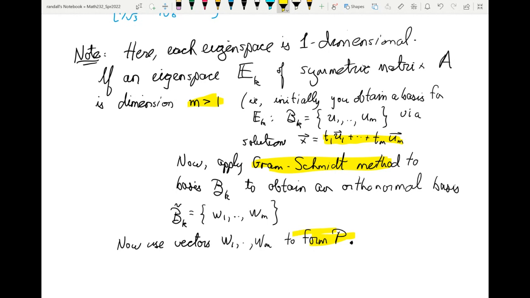Then you form your matrix P from those orthonormal bases. So that's the work that you have to do.